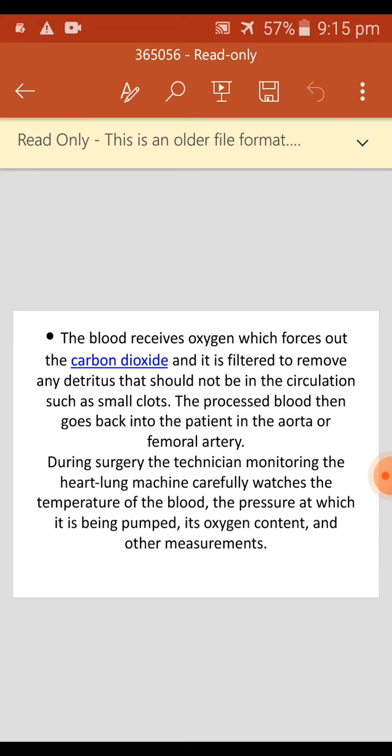The processed blood then goes back into the patient in the aorta or femoral artery. During surgery, the technician monitoring the heart-lung machine carefully watches the temperature of the blood, the pressure at which it is being pumped, its oxygen content, and other measurements.